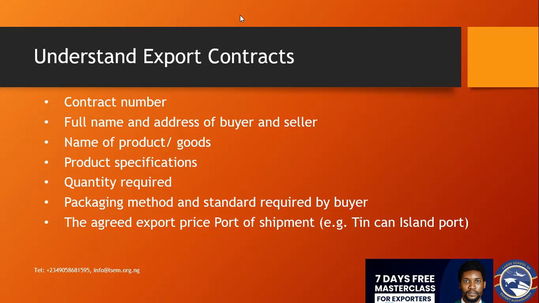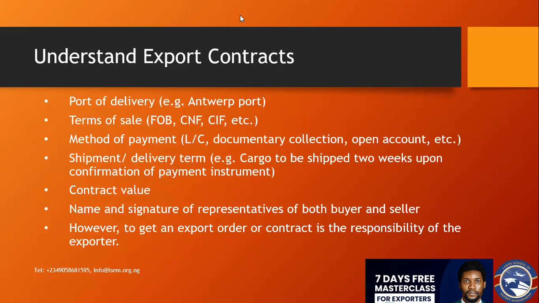Then the agreed export price, port of shipment, the agreed export price, if it is FOB, like we discussed in the Incoterms class, or if it is CIF, like we discussed. So you make sure it is stated out in your export contract. The port of delivery has to be stated out. Don't forget the Incoterm when I was explaining free on board, cost insurance, and freight to us.